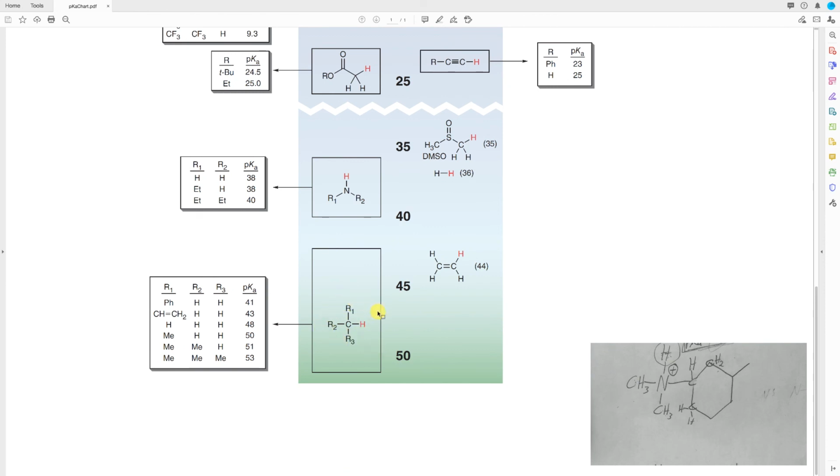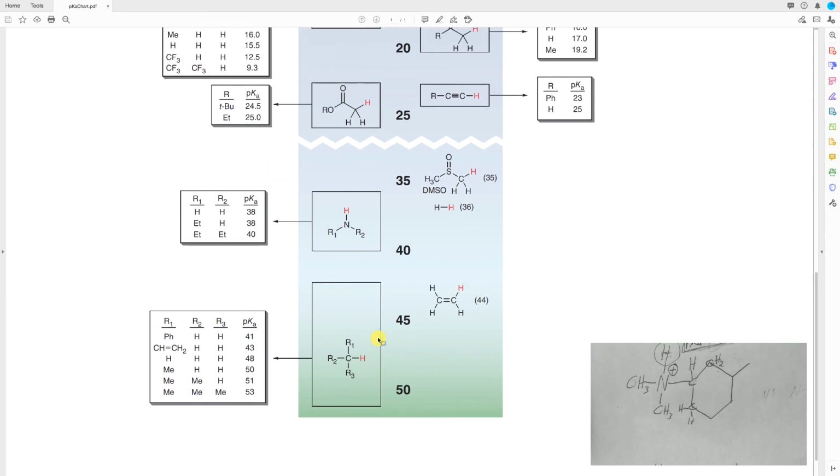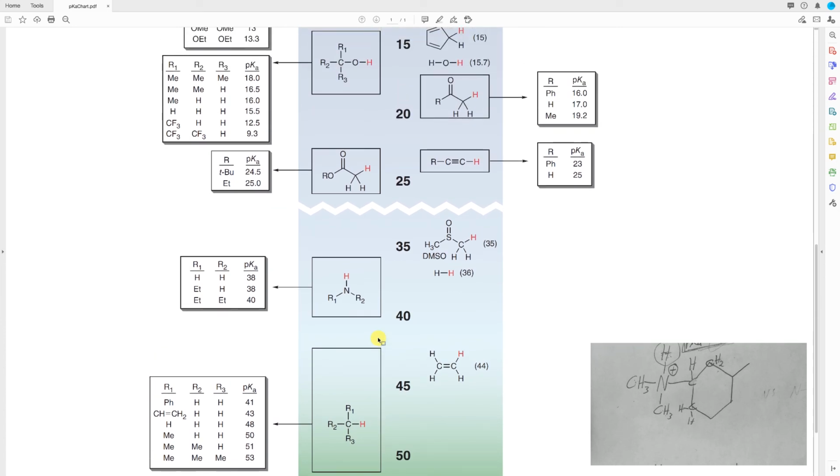oh, this generally speaking has the same structure as what I'm looking at in my molecule, that kind of skill. Okay, I hope that this was helpful in using the pKa chart, and I'll see you in class.